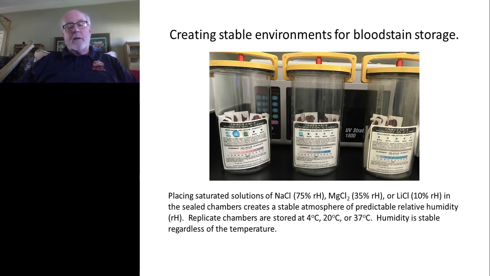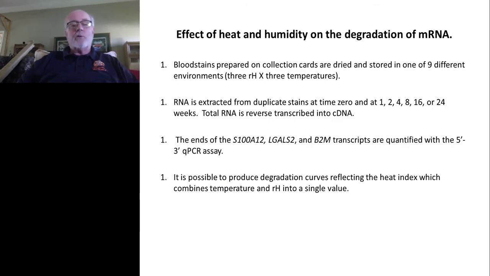The one in the middle is the magnesium chloride. The pink only goes up about halfway. And the one on the far right is lithium chloride, which shows virtually no pink at all. And the increments on that scale are increments of 10% relative humidity. Once we get these jars set up, we can then put them in 37-degree incubators or leave them at room temperature or put them in a 4-degree refrigerator. So ultimately, we ended up with 9 different environmental storage conditions.